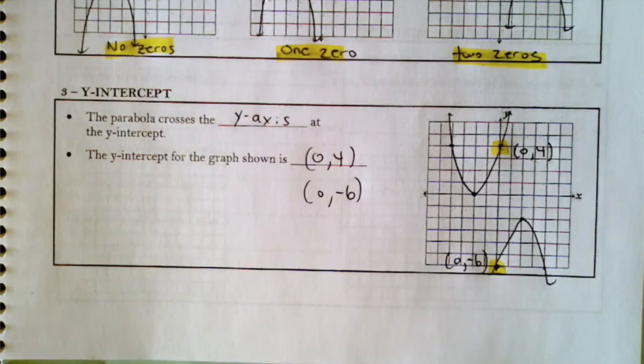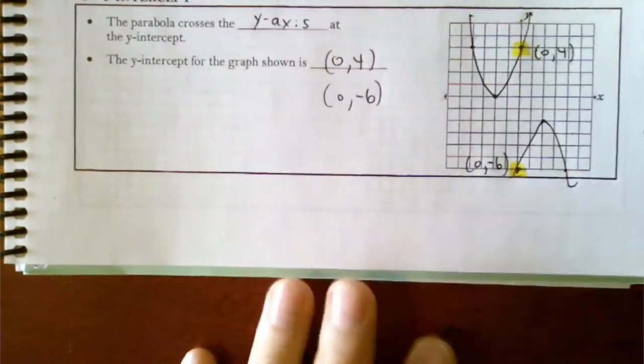So, axis of symmetry, the line that splits the parabola in half. X-intercepts, where the graph crosses the x-axis. Y-intercepts, where the graph crosses the y-axis.